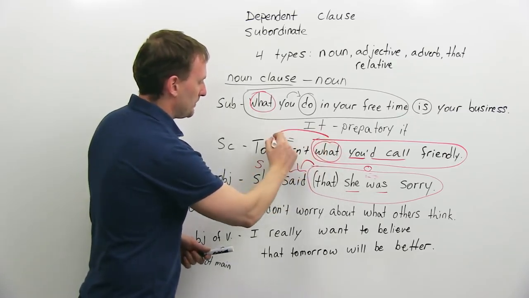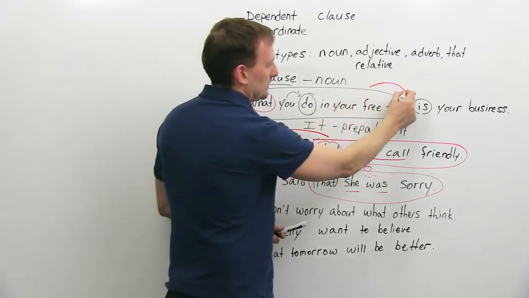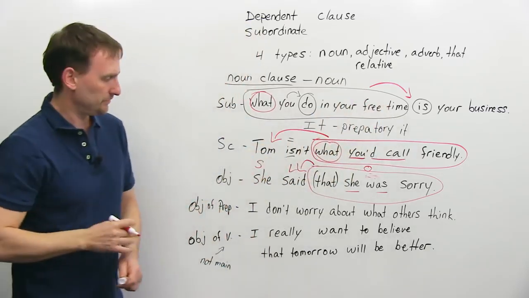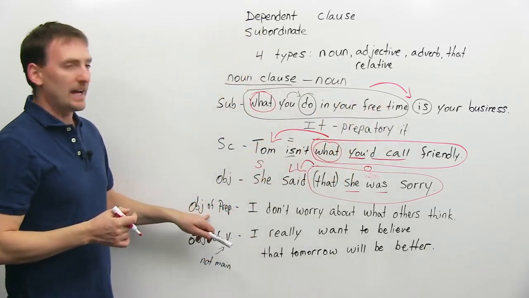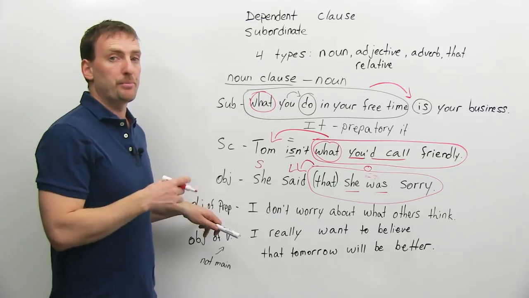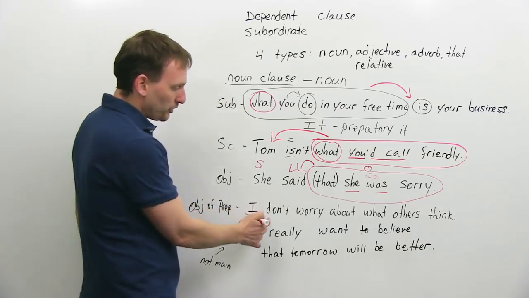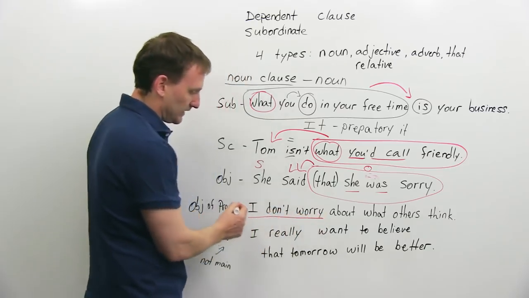This is the subject complement to Tom. This is the subject to is. We can also use noun clauses as objects of prepositions. "I don't worry" is a complete sentence.